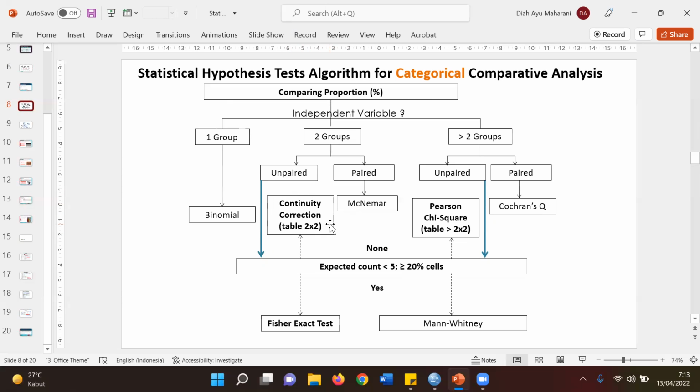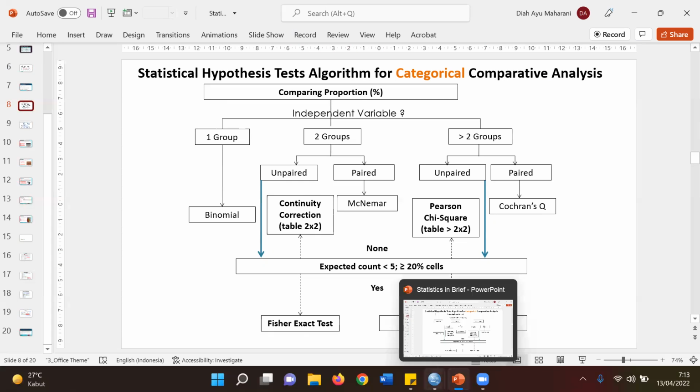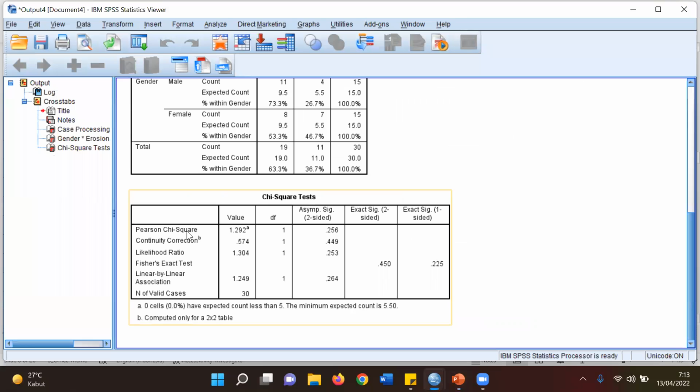results. So in the chi-square, it's different with the numerical comparative analysis. All the values are coming out in one click, in one output. So it's the chi-square test, continuity correction, and Fisher exact, right? So because there are no cells that are less than 5 and more than 20%, you look at the continuity correction. You look at the significant two-sided, this one.